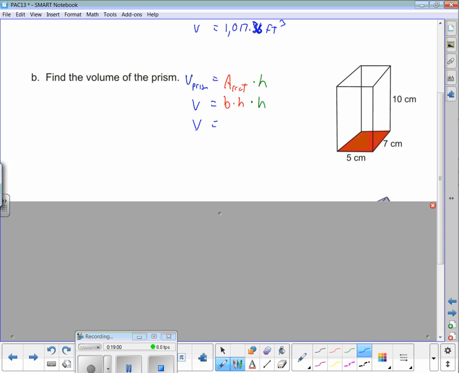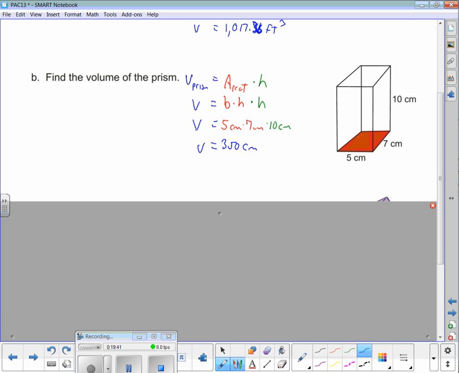Somebody tell me, what should I put in for the base? For the base, Raquel? 5 whats? I always include my units, and if I do, I'll never forget them. All right, what is the red h? Somebody give me the red h. Adam? That is 7 centimeters. And therefore, then, what is our green? Blake? Then 10 centimeters is the height of the whole prism. So just punch that out on your calculator, or do it in your head. 5 times 7 is 35 times 10 is 350.